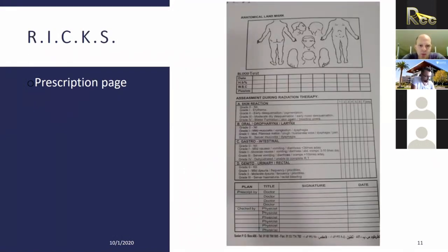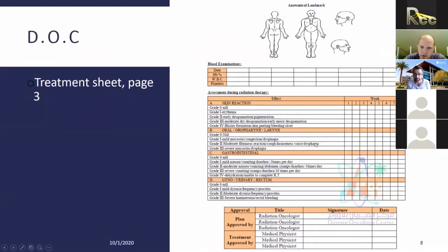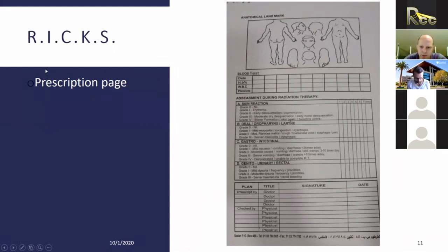So this is Rick's, which is another radiotherapy center, and this is a prescription page. On the top, we have the anatomical landmarks, some information from blood tests, and then during radiation therapy, oh, so this is really an assessment, like a week. This is very similar to what we saw back here, right? This kind of assessment during treatment. So this may not be a prescription. And then we have the signature of the plan. So this looks like information that's given to assess therapy during each week. These are different weeks here.